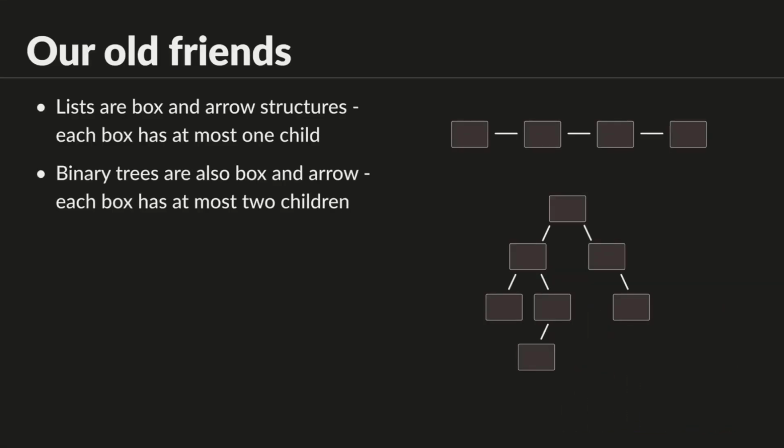Okay, so we've seen graphs before, though we didn't call them that. Linked lists and binary trees are both specific types of graphs where the particular rules give us these shapes. A linked list is made up of boxes and arrows where each box can reference at most one other box with an arrow. And a binary tree is also made up of boxes and arrows where each box can reference at most two other boxes using arrows.